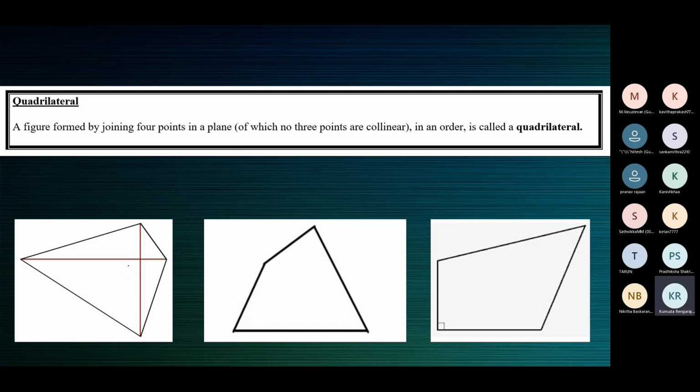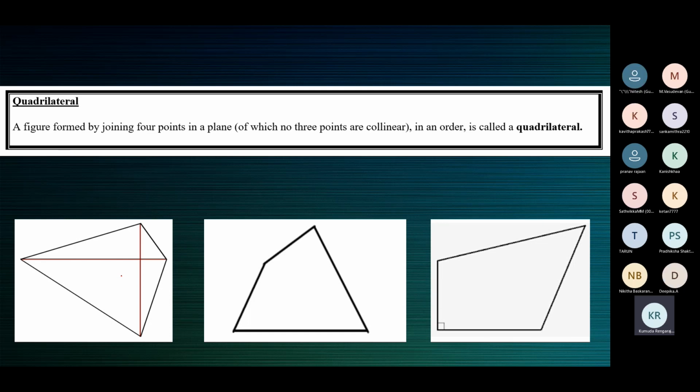So the first figure is a quadrilateral. It has no special property, so it's not any special quadrilateral. It's not a trapezium or a kite. What do you call it? It's a quadrilateral. It has no further special name. It's not a parallelogram, rhombus, square, or rectangle. So these are some special quadrilaterals. They are special because they have some special unique properties.